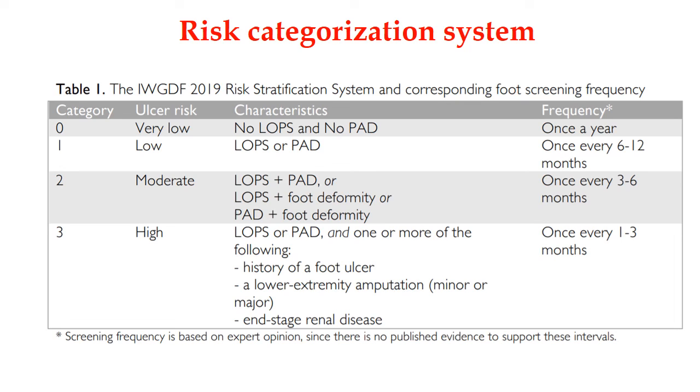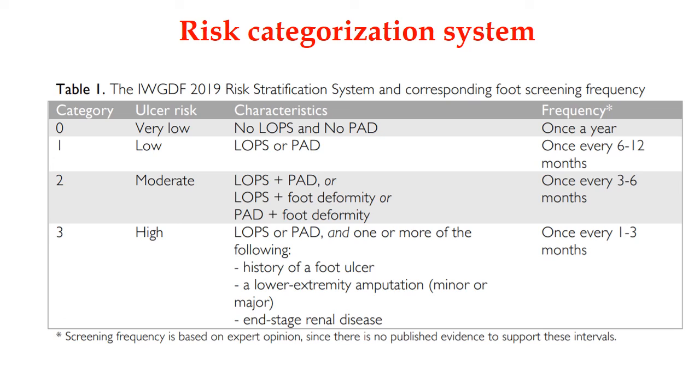Now that we finished the examination and the screening of our patient, we have to risk stratify our patient, to find out whether it is a risky patient or not. If the patient has no LOPS, loss of protective sensation, which is the pressure sense, no peripheral neuropathy and no peripheral arterial disease, he has a very low risk of foot ulceration. This patient can be examined once a year, as we said before.